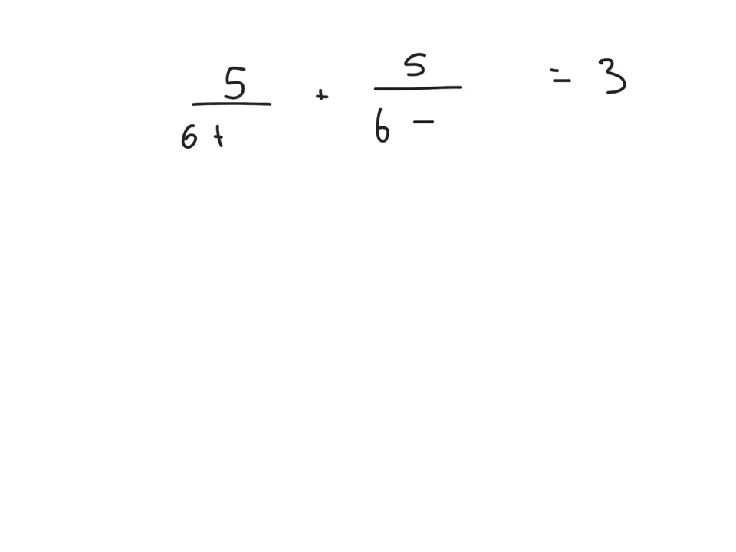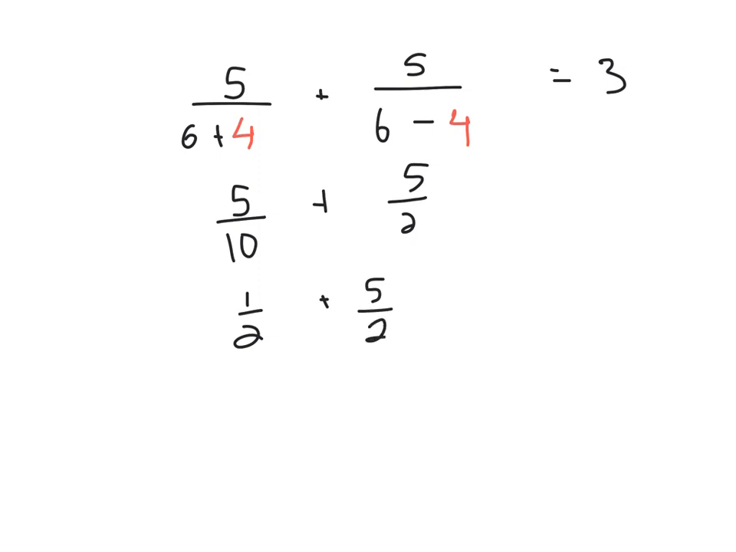So I'd plug in 4 for my current rate. What we end up getting is 5 over 10, which is 1/2, and 5 over 2, which if we add 5 over 2 to 1/2, we get 6/2, which is 3. Everything checks out.